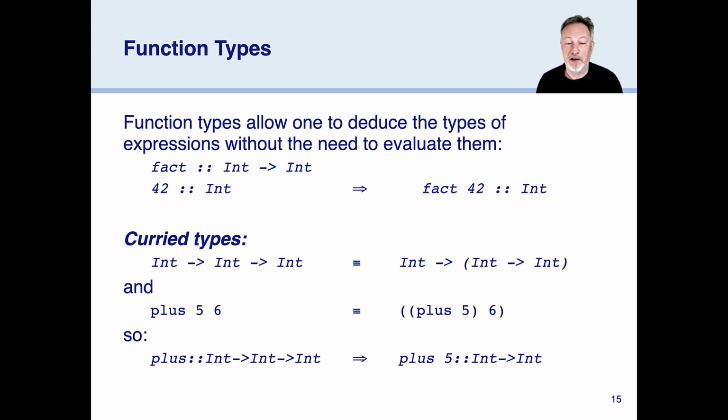Now, taking these facts together, the fact that plus is of the arrow type int arrow int arrow int, in other words, plus is a function from ints which will return a function from int to int, and if we apply plus to the value 5, well, 5 is of type int, so that will consume the first int, and the result of applying plus to 5 is going to be a function from ints to ints. This makes sense because we want to apply that to the value 6 and finally get an int back.